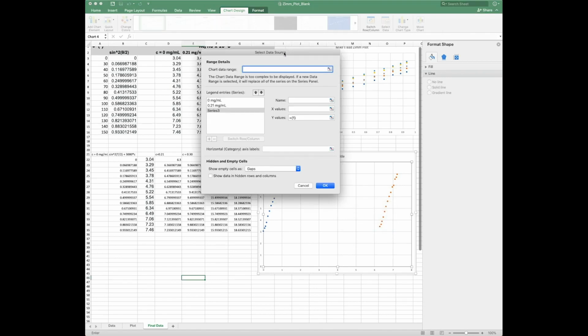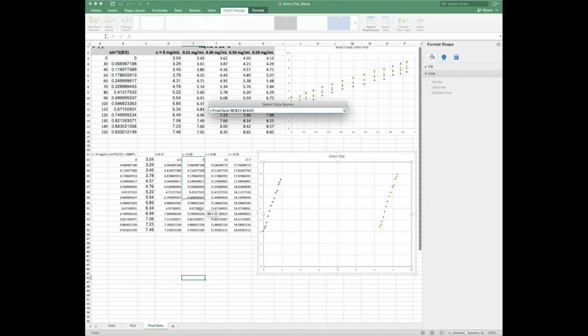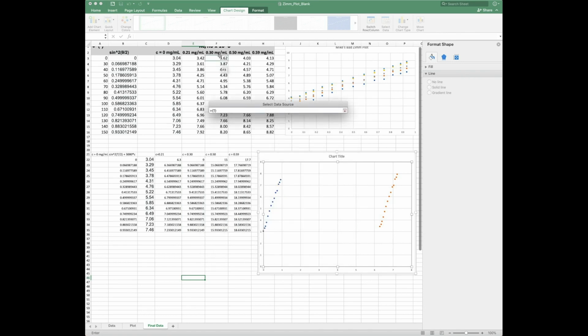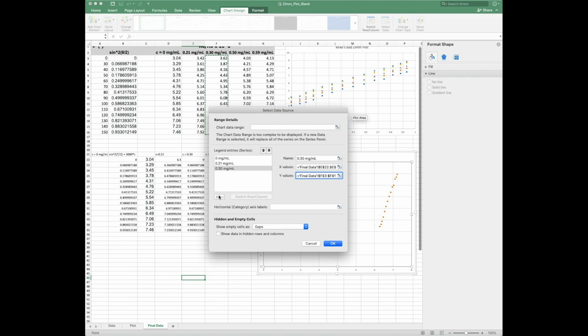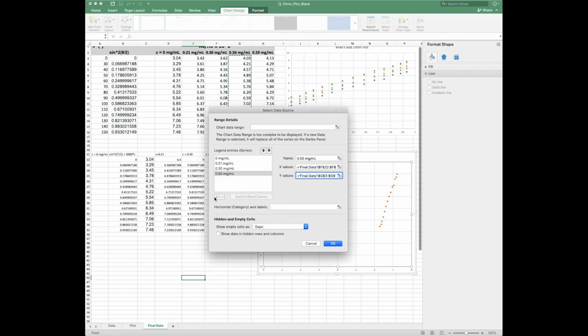So I'm going to add 0.30 mgs per mil. X values, those are going to be these. And the Y values are going to be these. And just two more, so bear with me. 0.50 mgs per mil. X values. Y values. Oh, and one more, thank God.